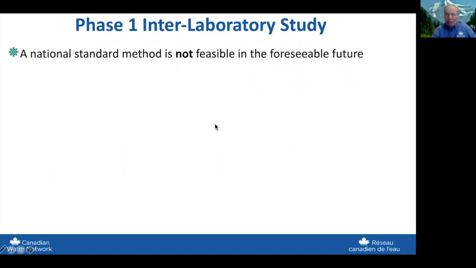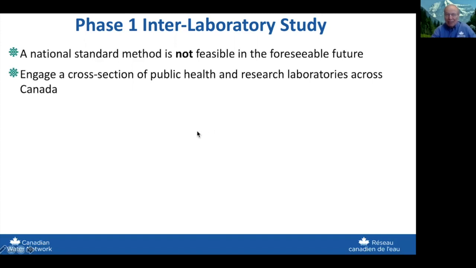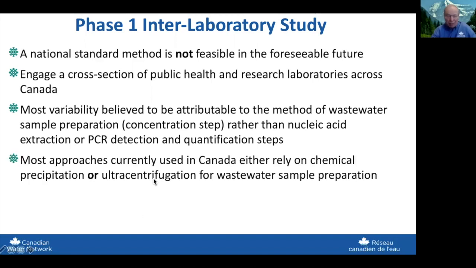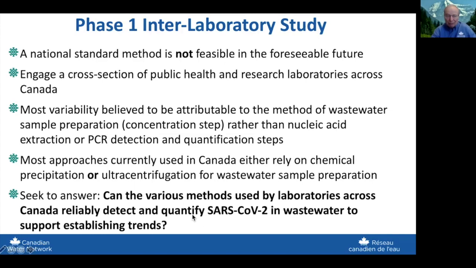It's simply not feasible to have a national standard. There's supply chain issues and other complications. We chose to engage a cross-section of public health and research laboratories. We determined that most of the variability is likely to be attributable to the sample preparation step rather than the PCR quantification steps. Most of the approaches currently used in Canada rely on either chemical precipitation or ultracentrifugation processing.